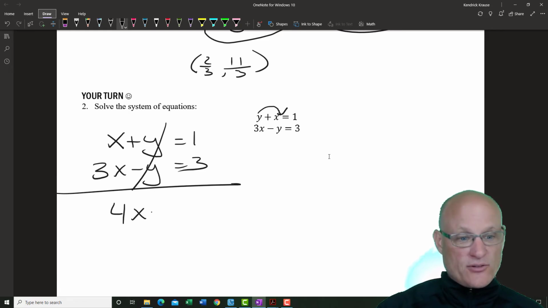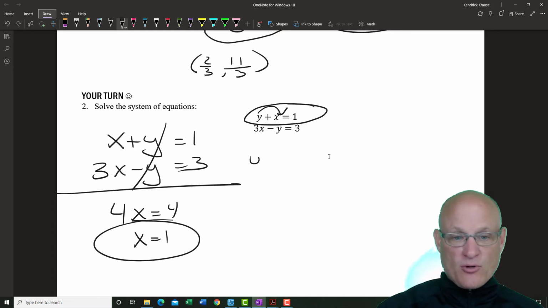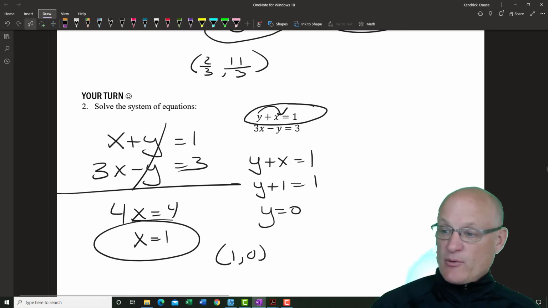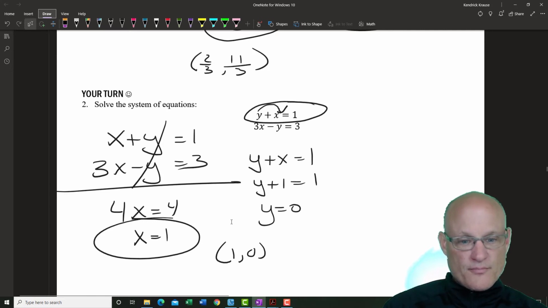I get 4x equals 4, or x equals 1. This equation is easier to deal with because it's all positive. So y plus x equals 1. y plus 1 equals 1. y equals 0. So this answer is 1, comma 0. If you were to graph them, they would intersect at 1, comma 0. All right, I got to pause.